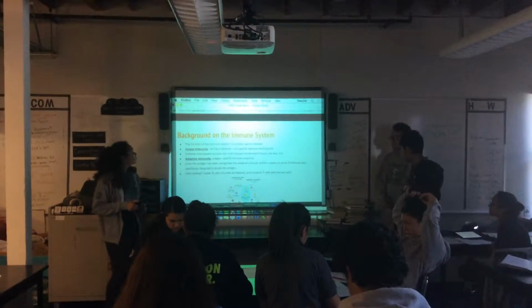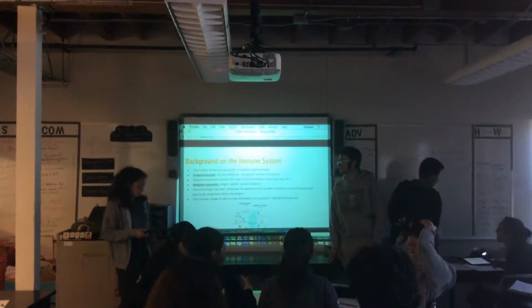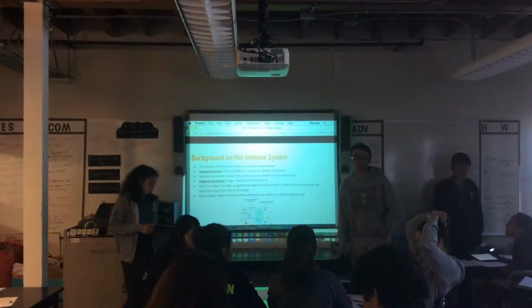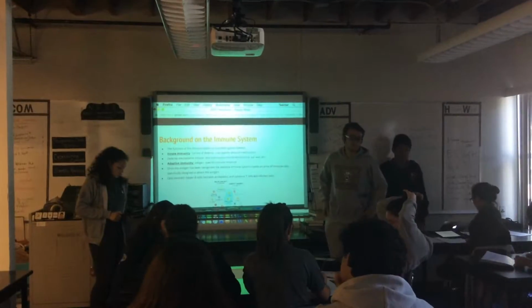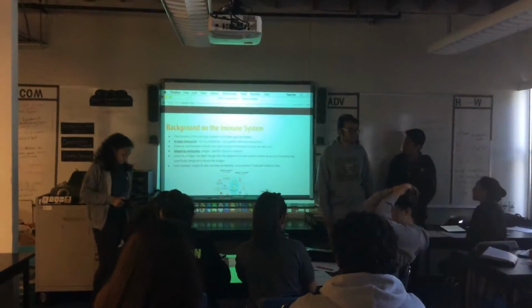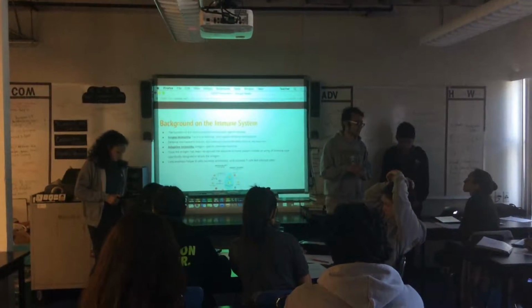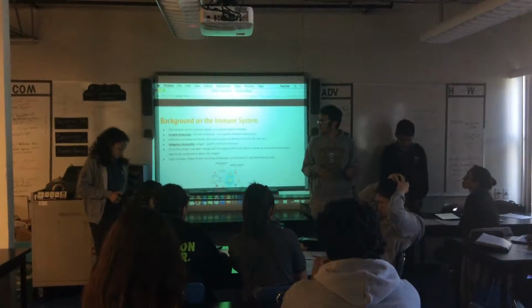Alright, so in order to get into it, we have to go on the background on the immune system. So the function of the immune system is to protect the body from diseases. So first we have the innate immune system, which is our first line of defense. It includes the skin and mucus.